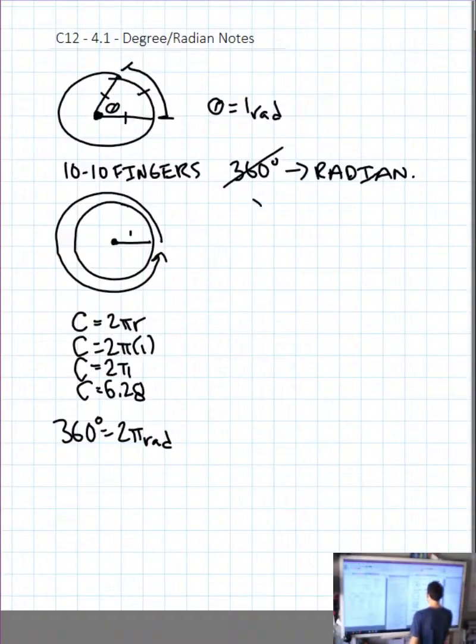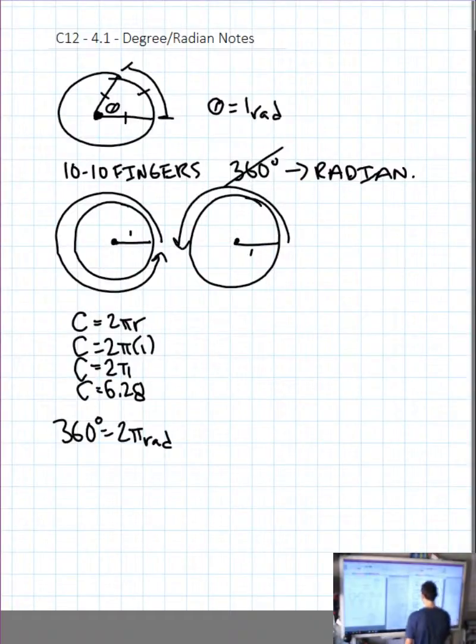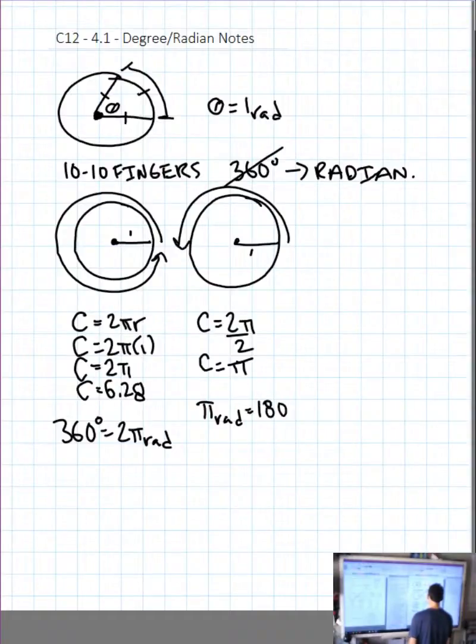So now let's take a look at another circle with a radius of 1, but let's only go halfway around the circle. Well, what's the circumference? The old circumference was equal to 2 pi, so we have to divide that by 2, and I've worked it out more thoroughly in the notes. Therefore, the circumference is equal to pi, or 3.14. Therefore, I know that pi radians is equal to 180 degrees. And that is the conversion factor that we're going to memorize.